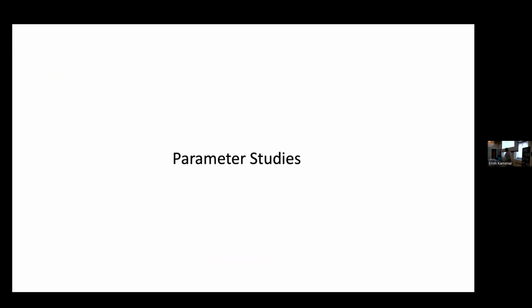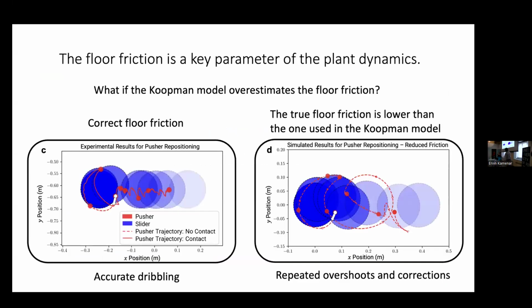Now, parameter studies are very important in this case. So we really hinged on a couple of parameters. One is friction. This shows what happens if the system overestimates the friction. In fact, the friction is much, much smaller, more slippery. This is the correct case, which dribbles nicely, but when it's more slippery, it overshoots and then catches up, and performance deteriorates a little.